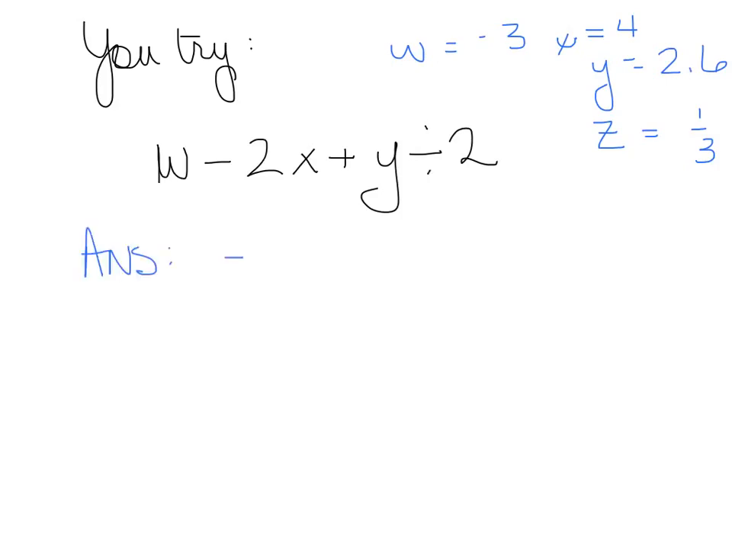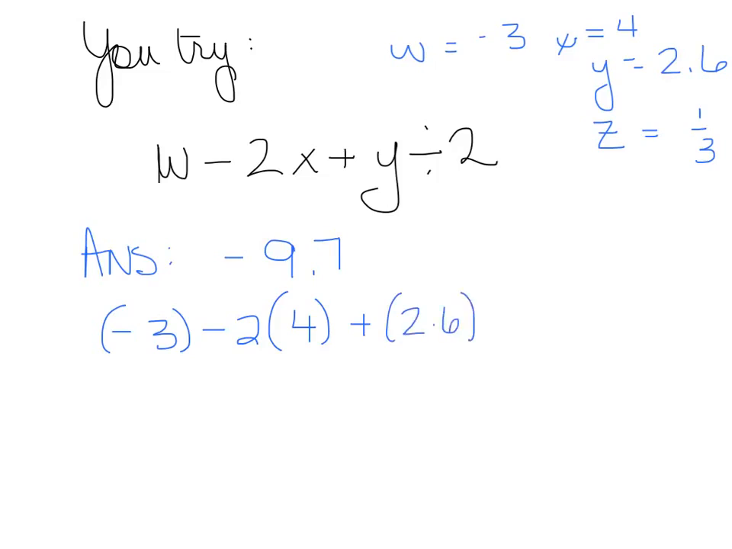Okay, the answer is -9.7. If you got it, that's great. You can go on to the next slide. Otherwise, here's the solution for you. If w is a -3, I'm going to go ahead and make that substitution. Minus 2 times the x value, which is 4, and then plus the y value, which is 2.6, and that's going to be divided by 2. Didn't need the z. That's good. You don't have to do the fraction. So let's work this out.